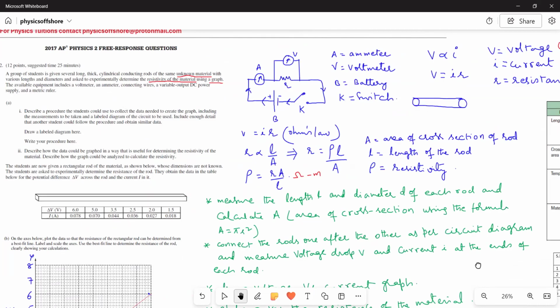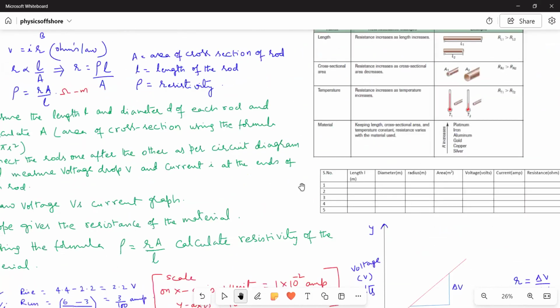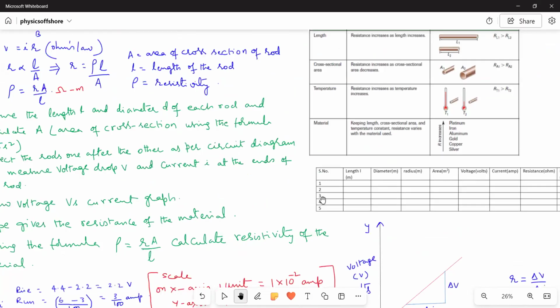And then here is the tabular form. For each rod, I gave a serial number. So on each rod, you have to label numbers 1, 2, 3, 4, 5 like this. Minimum 5 rods or 5 to 10 rods. However many rods he gave, for all those rods you have to measure the length and then the diameter. And then from the diameter, you have to calculate the radius. And after calculating the radius, you have to calculate the area.